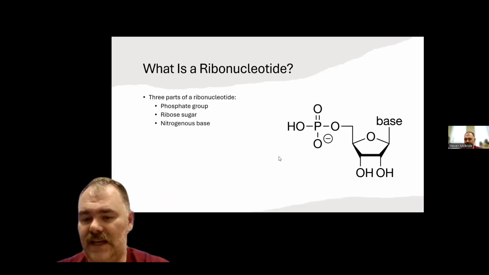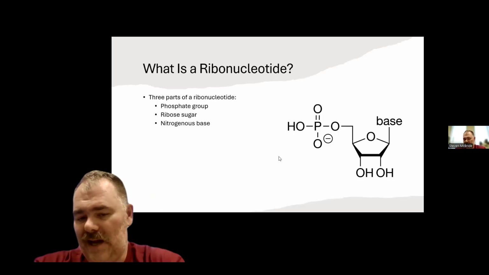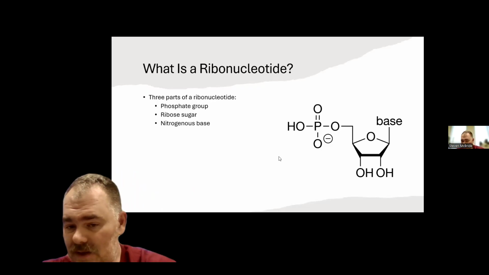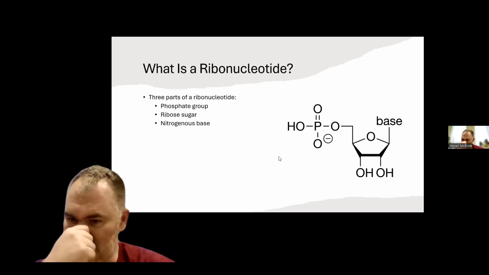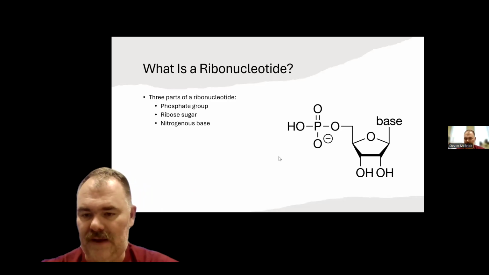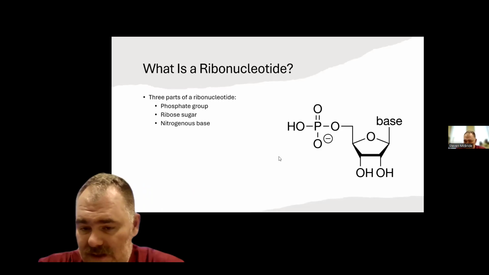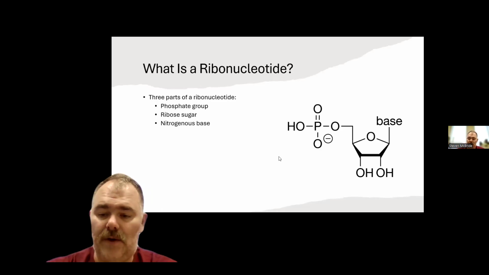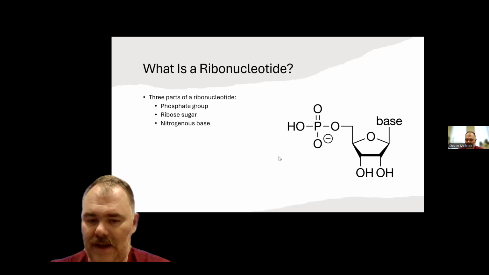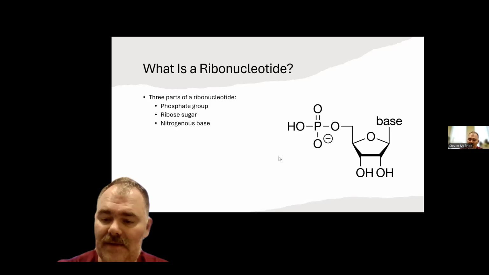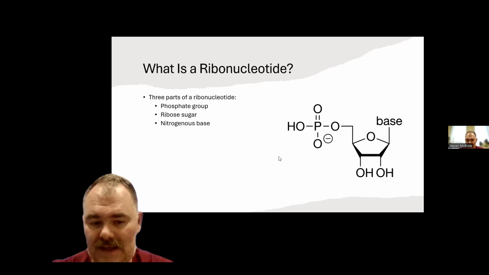Here we see a ribonucleotide. There are three major components, very similar to what we saw with DNA. We have the phosphate group, the ribose sugar, and the nitrogenous base. RNA nucleotides are very similar to DNA nucleotides, but the only real difference that you'll see is that the sugar is different. Ribose contains an OH group on that 2' carbon, while DNA lacks this oxygen. That extra oxygen makes RNA more chemically reactive and generally less stable than DNA.